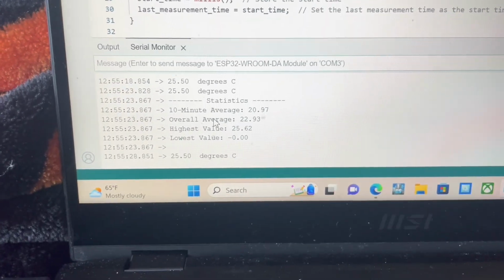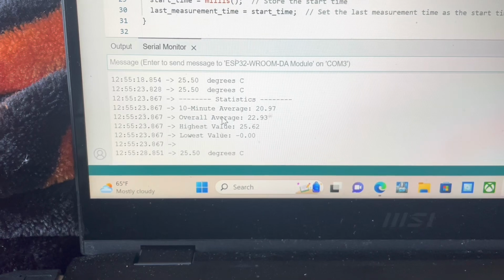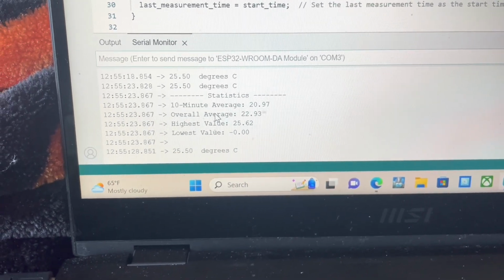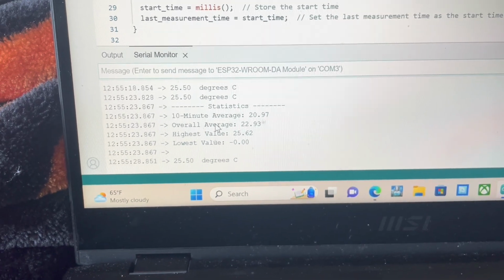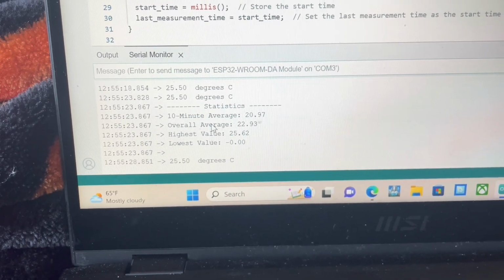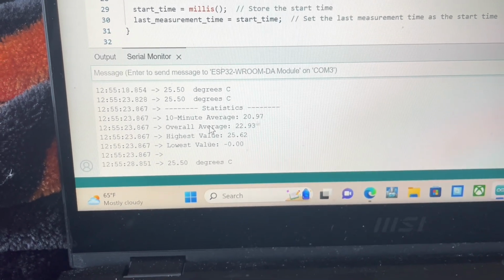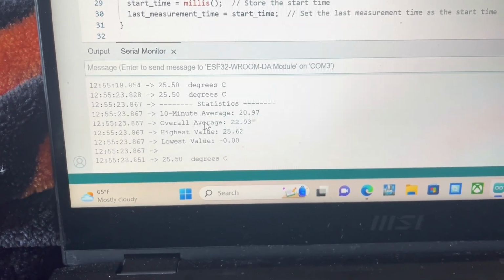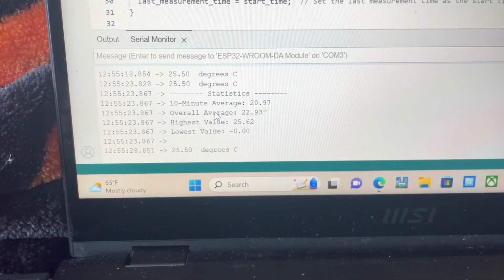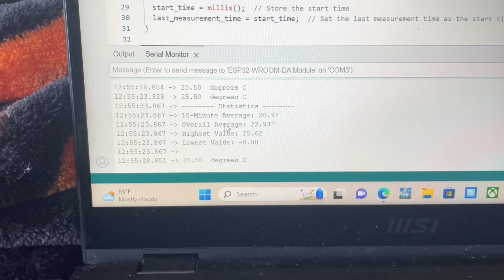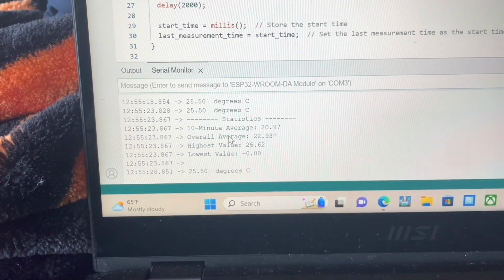Every once in a while, it'll just read 0.00. I think that's due to me accidentally moving the sensor around. When I ran it for the 3 hours, I wasn't touching the sensor, so I didn't get any of these 0.00 values. But as you can see right here, this lowest value is 0.00. If I hadn't touched the sensor, it would read some value, probably about 22 or something.